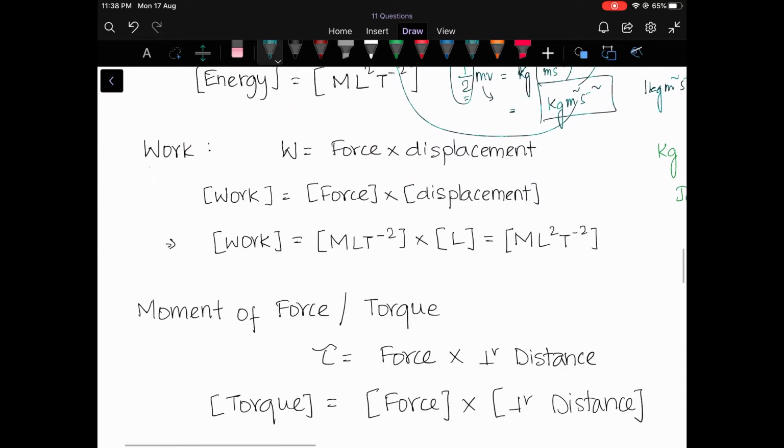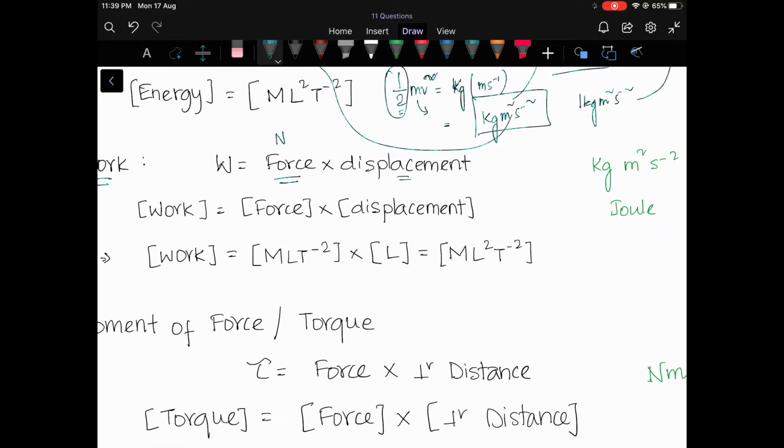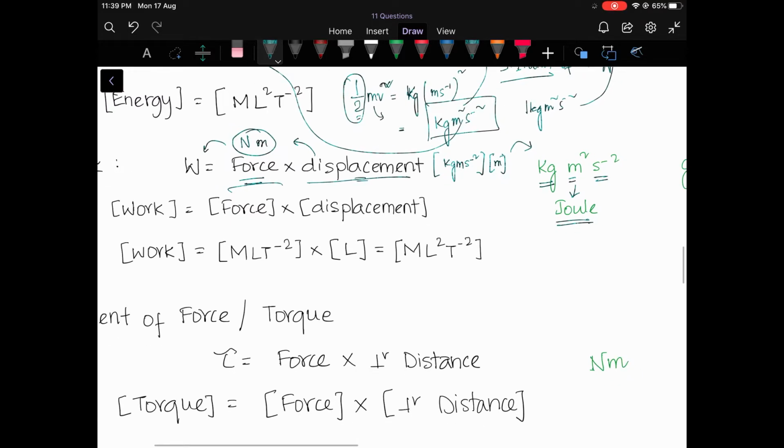Next we have work, which you might have seen is defined as the product of force and displacement. Now force is measured in newtons, displacement is measured in meters, so we have Newton meter as the SI unit of work. Newton can also be written as kg meter second minus 2, and if displacement is written as meters, when we write this we get kg meter square second minus 2, that we have already seen is written as joules. That means the SI unit of work is nothing but joules, just like your energy.